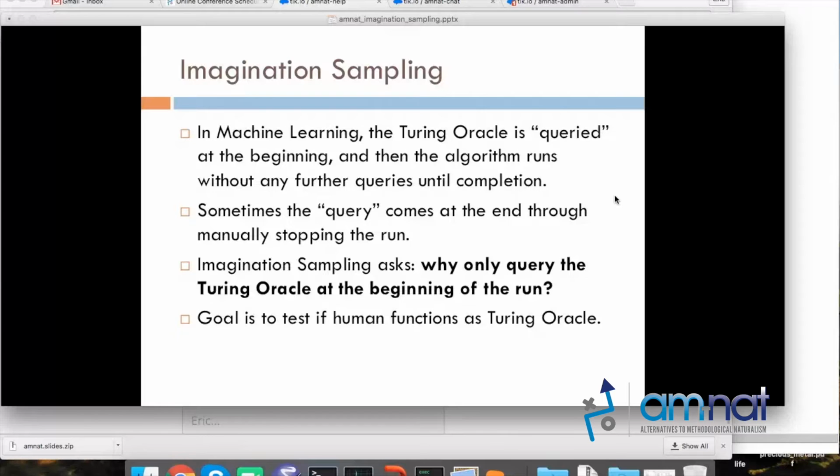But imagination sampling says, why only query the Turing oracle at the beginning of the run? Why not query the Turing oracle throughout the run? If the Turing oracle is what makes machine learning work so well, then surely the more you query it, the better it will work. So imagination sampling takes the notion that machine learning works because it queries a Turing oracle and says, why just restrict the number of times we query the Turing oracle? Why not query it as much as we can to make the machine learning algorithm work better? So that's the idea of imagination sampling. And to reiterate, it's a very non-naturalistic view of computer science. And so we're going to test this idea: do humans actually function as Turing oracles?